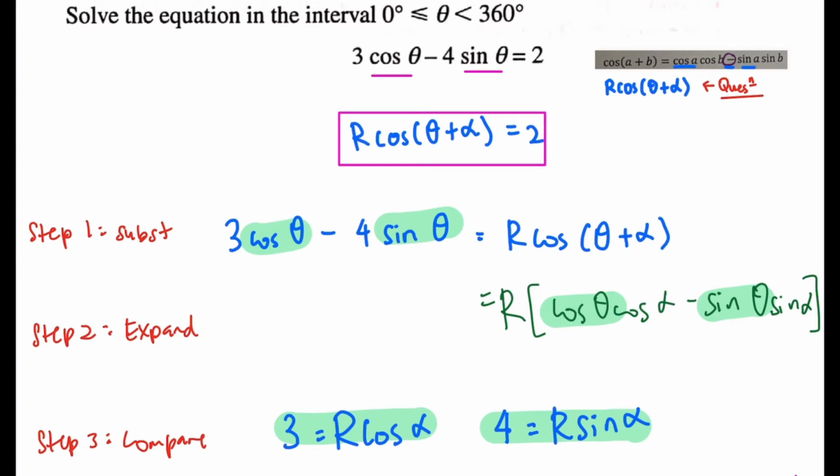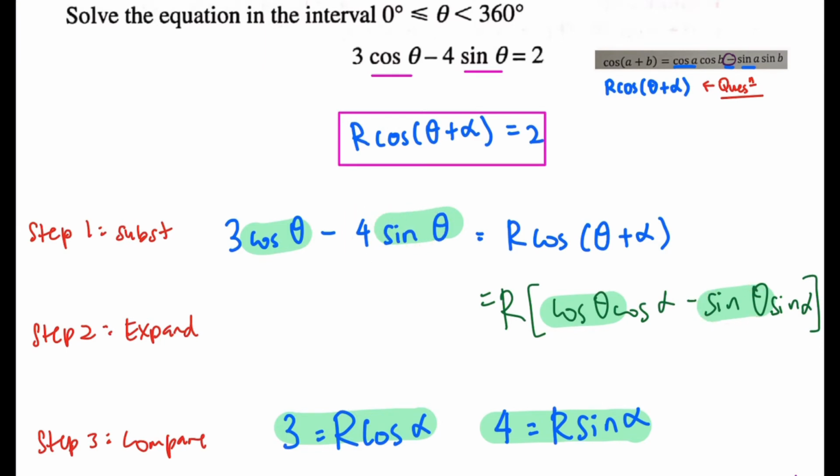Third step, let's compare our left-hand side and right-hand side. So from our left-hand side, the first term here, let's compare. You already have cos theta, so let's take the value other than cos theta. So this is 3 equal to r cos alpha. That's the first one. And for the second one, this is minus. Do not take minus. And let's compare the value other than sin theta.